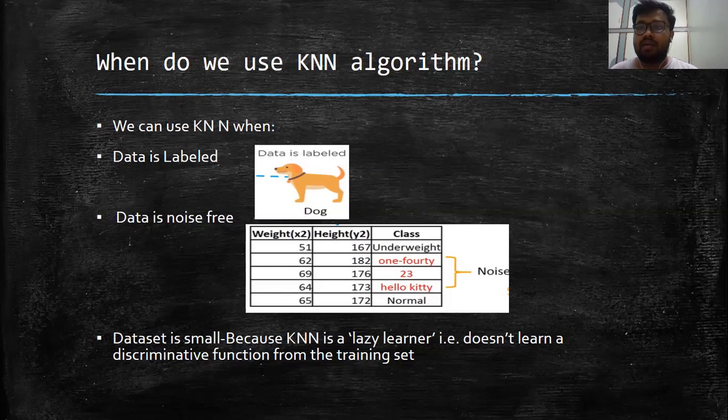where you have data where you have dogs, cats, and everything is labeled, so this can be known as labeled data. So KNN can be applied on the labeled data. And then the second is when data is noise free.